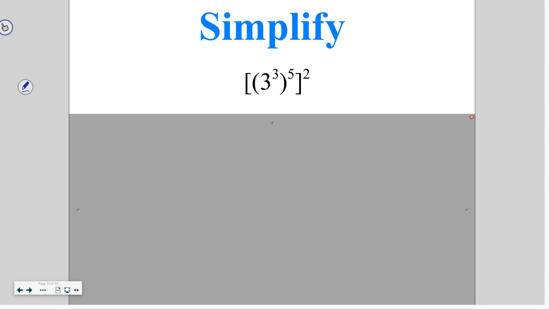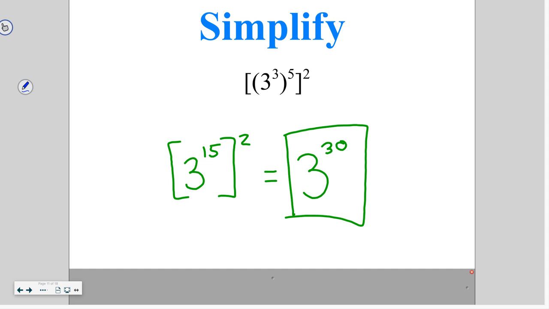Go ahead and try this one on your own. So first we dealt with the 3 times 5, which gave us the 15. Then I've got 15 to the 2nd power, which gives us 3 to the 30th power for our final answer. If you have questions about that, please let me know when you get to class.